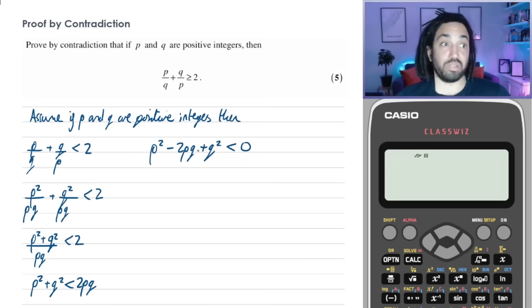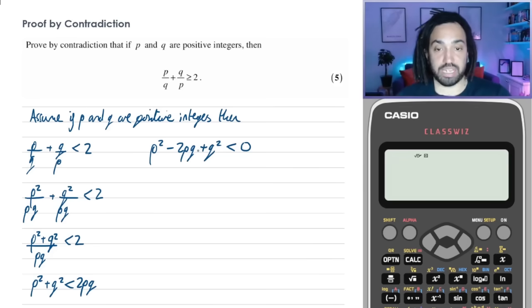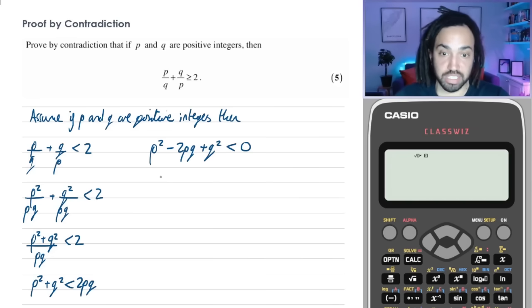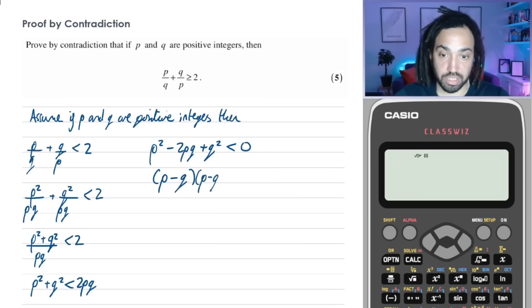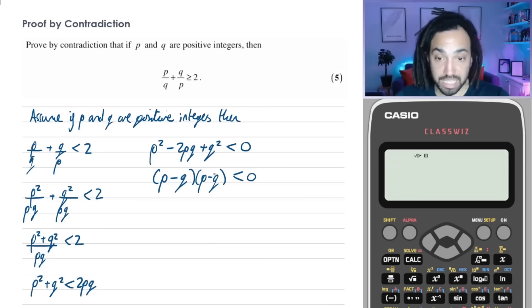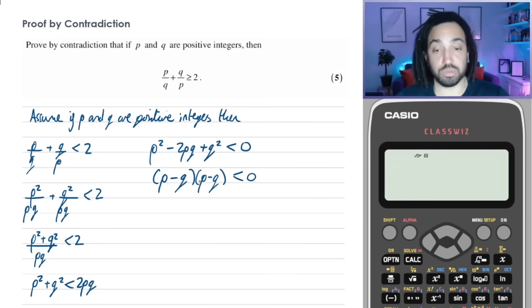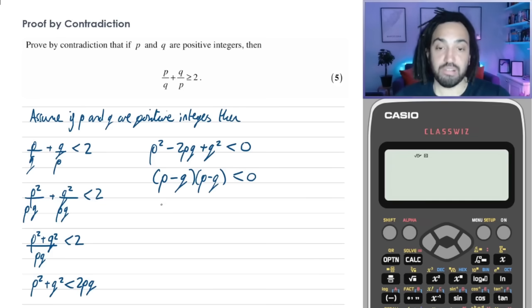Now I put it in the middle because I've got an idea that we're going to factorize this in order to create a square bracket. And yes, this does factorize. This factorizes to P minus Q times P minus Q. Yes, it does. Let's double check. P times P is P squared. Minus Q times minus Q is Q squared. And then we've got the P times Q is minus PQ, and the Q times P is also minus PQ. So we've got those two minus PQs.